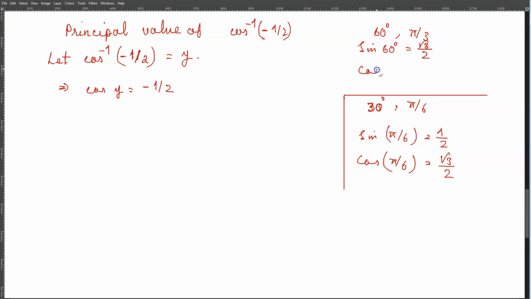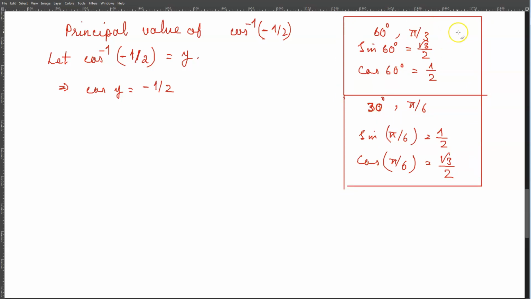Okay? And the cos of this angle, the cos of 60 degrees, is the same thing as the sine of this angle, which is equal to 1 by 2. Now, here you need to pay attention to the fact that these angles, if I call this, for example, alpha, and if I call this, for example, beta, alpha plus beta is equal to 90 degrees.